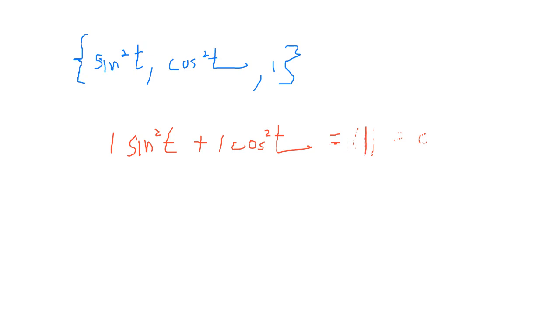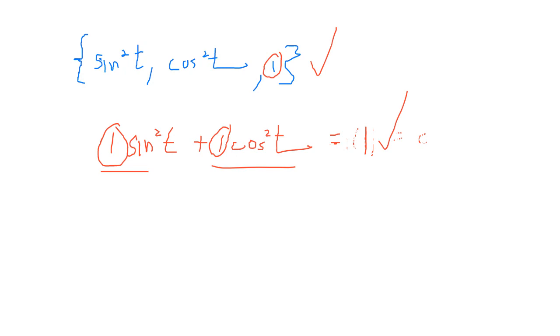You see, the number 1 is equal to sine squared plus cosine squared. In other words, this third function in the set can be written as a linear combination of the other two functions, and therefore the set is linearly dependent. This set of functions is a linearly dependent set. And so that's absolutely how I'm used to seeing it.